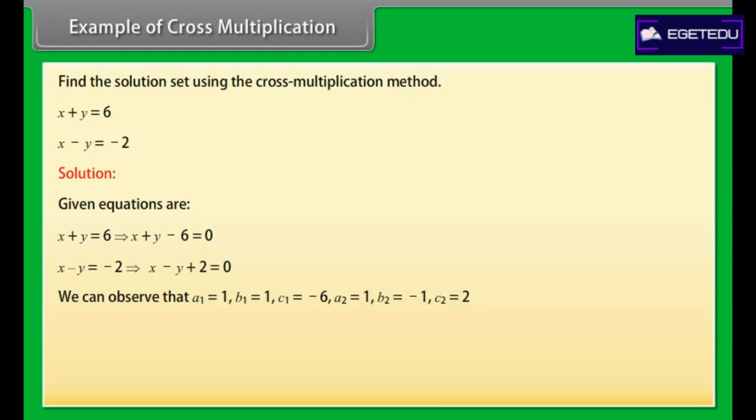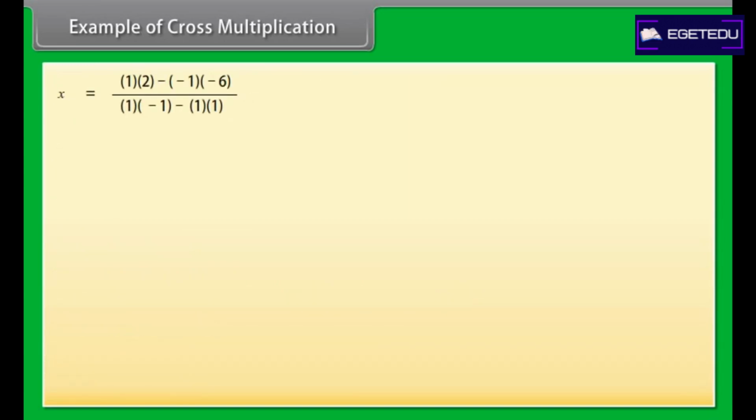Example of cross multiplication. Find the solution set using the cross multiplication method. x plus y is equal to 6, x minus y is equal to minus 2. Solution. Given equations are x plus y is equal to 6, which implies x plus y minus 6 is equal to 0, and x minus y is equal to minus 2, which implies x minus y plus 2 is equal to 0. We can observe that a1 is equal to 1, b1 is equal to 1, c1 is equal to minus 6, a2 is equal to 1, b2 is equal to minus 1, c2 is equal to 2.